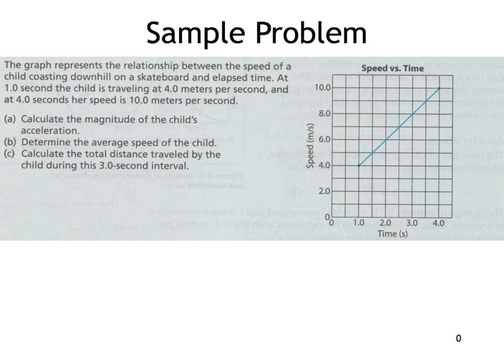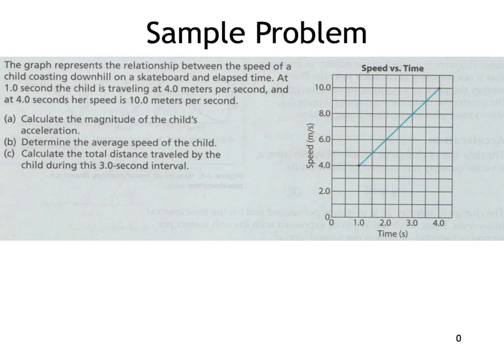Here's a sample problem where we can put some of these skills to use. There's a reading up here. You should pause the video and read it now. But it's related to this graph to the right, which is a speed versus time graph. And that means that the slope is going to be acceleration. My reasoning for that is, again, slope is rise over run. So the rise would be meters per second, and the run is seconds. So you're going to get meters per second over seconds.